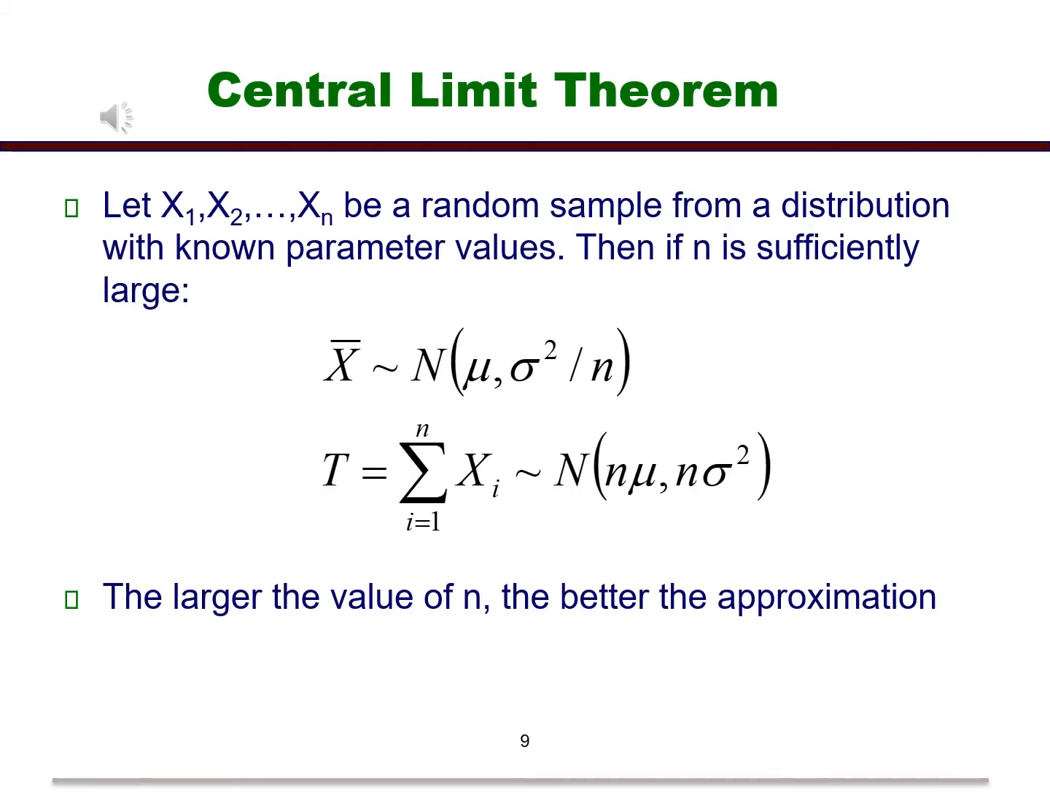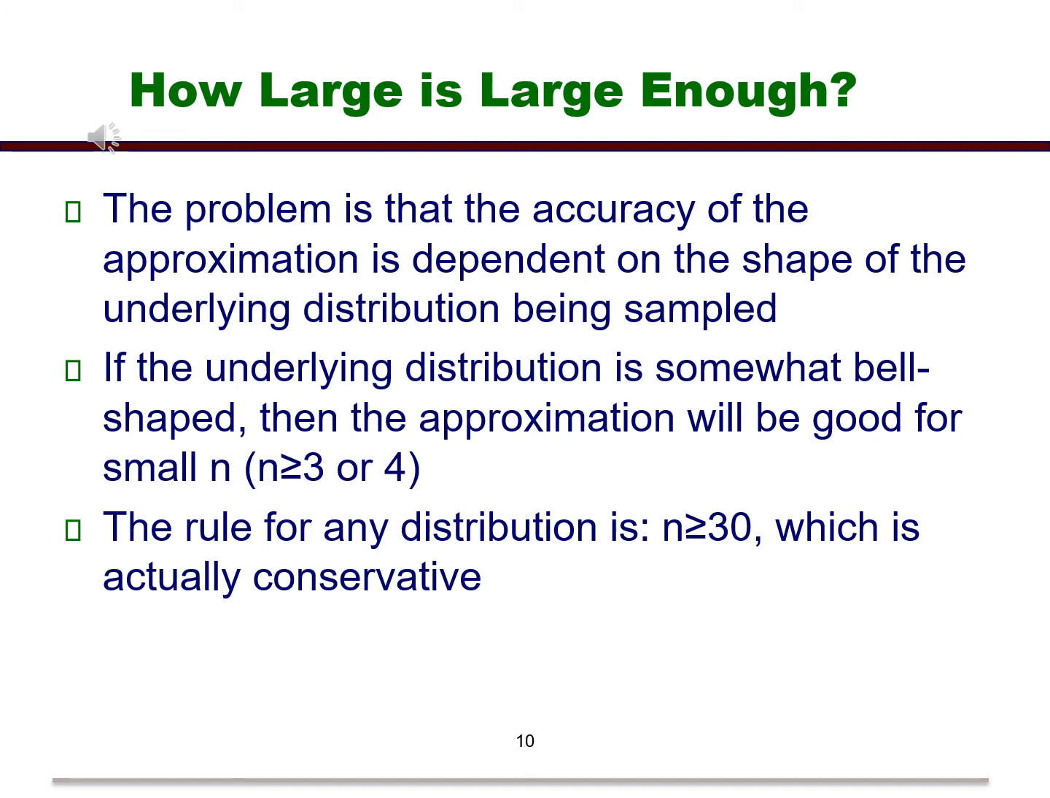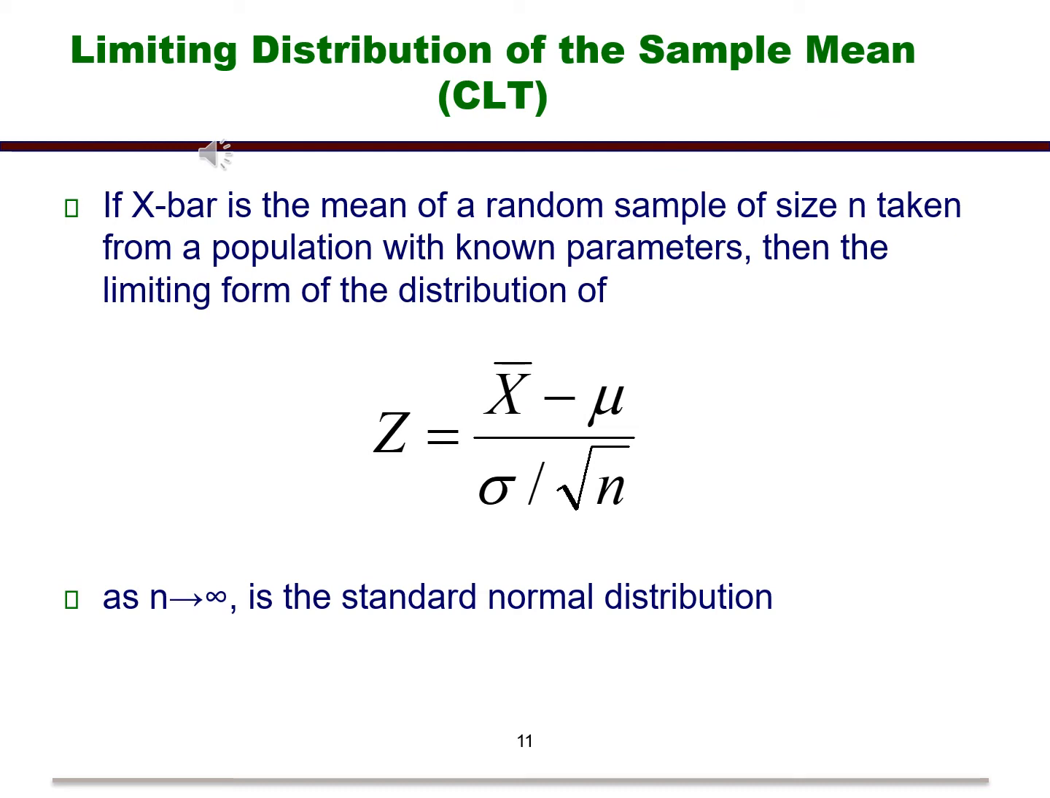Now let's officially define the CLT. Let x sub i be a random sample from a distribution with known parameter values. If n is large enough, then both the sample mean and the sample totals can be approximated by a normal distribution as seen on the slide. So the question now becomes, how large does n need to be? It is difficult to say. It depends on the shape of the underlying distribution. If it is somewhat symmetric, then the approximation will be good even for small n. For the most skewed distributions, a sample size of 30 or larger will work. Now we can use the CLT to get the limiting distribution of the sample mean. As n approaches infinity, the distribution of the z statistic given in the slide approaches the standard normal distribution.